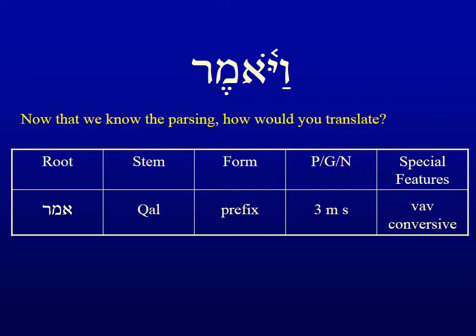So now that we have the parsing, how do you translate this verb, vayomer? Third masculine singular means that the subject will be he. Prefix vav conversive means it will be past tense. And the kal of amar means to say. So, reading it very literally, and he said. The vav is both indicating and, as well as indicating the vav conversive. So, vayomer, and he said.